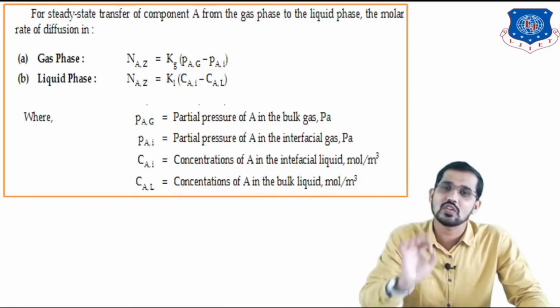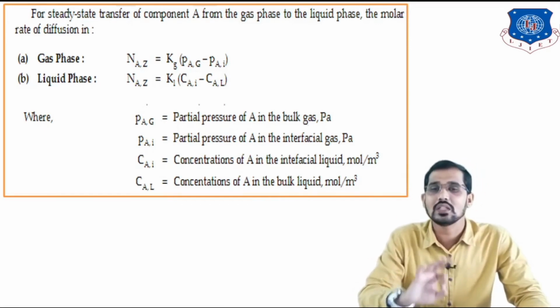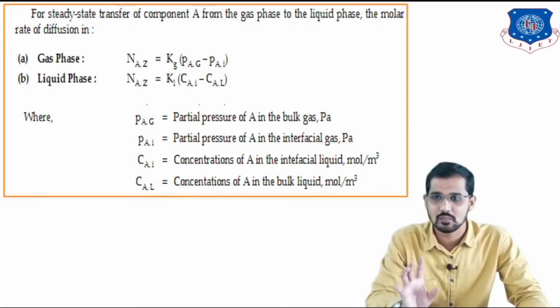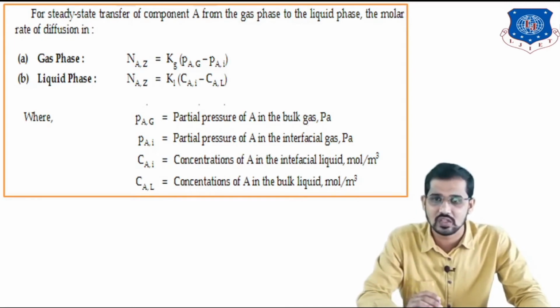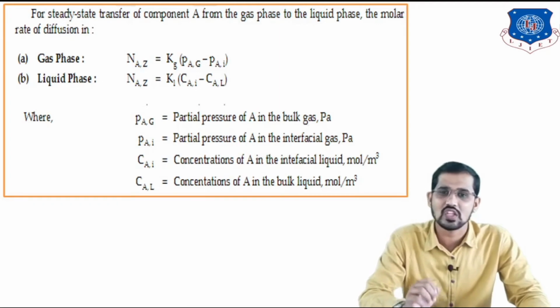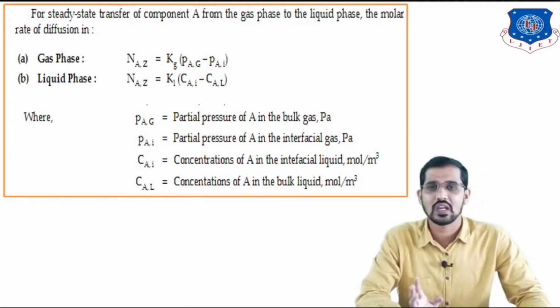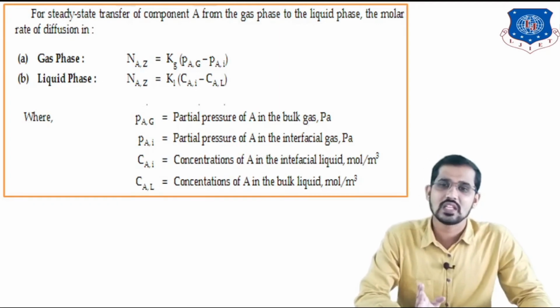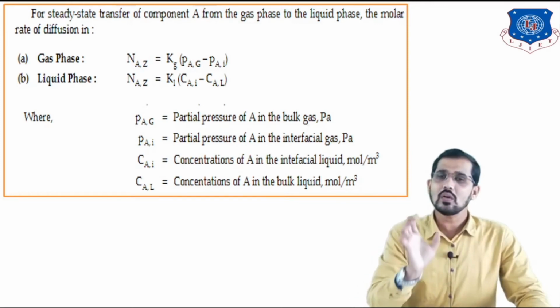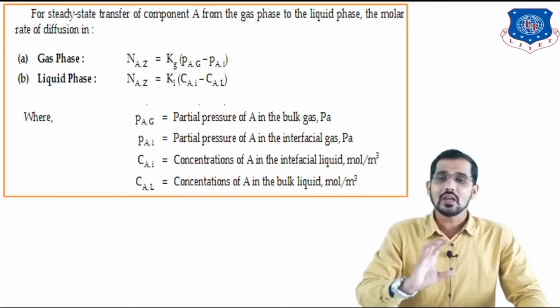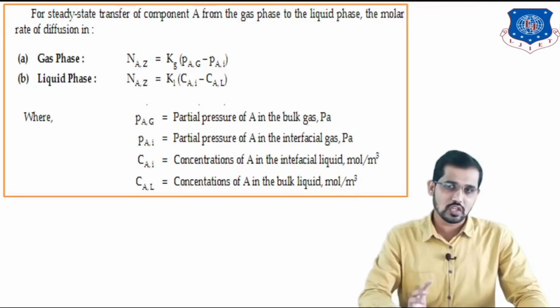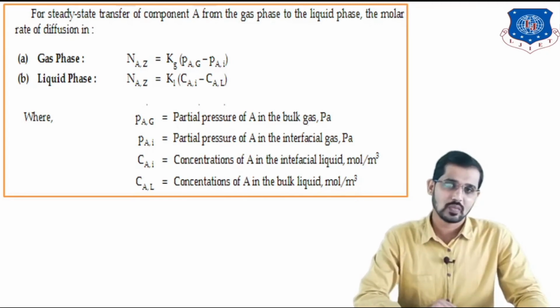So all these notations you should know to derive these relations, meaning the gas phase relation and the liquid phase relation. That is, NAZ is equal to Kg times (PAG minus PAI) for the gas phase, and for the liquid phase NAZ is equal to KL times (CI minus CL). We are going to use all these relations to derive the relation for the overall mass transfer coefficient for the gas phase and liquid phase.